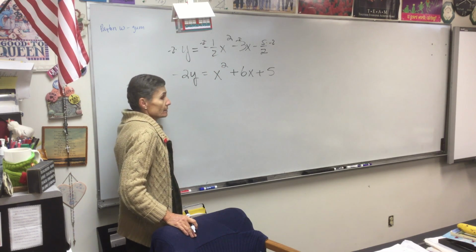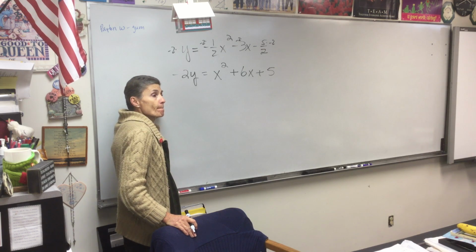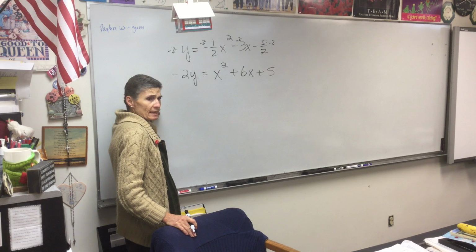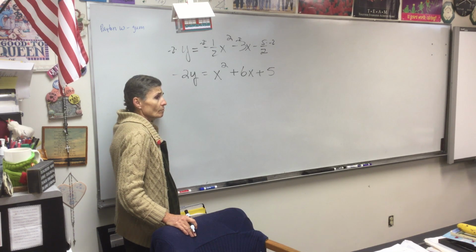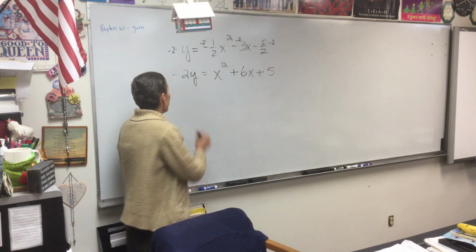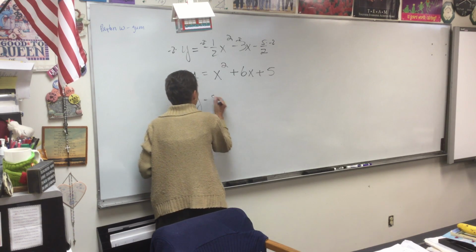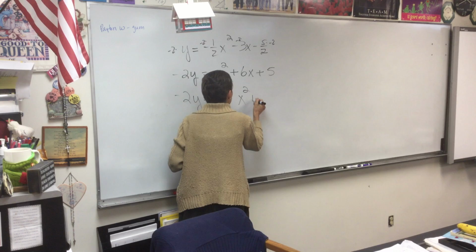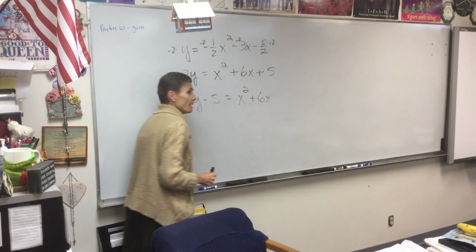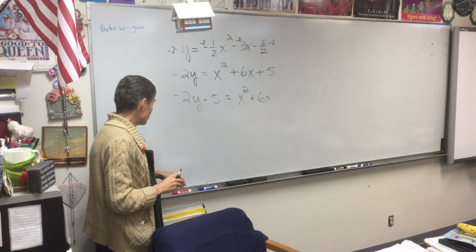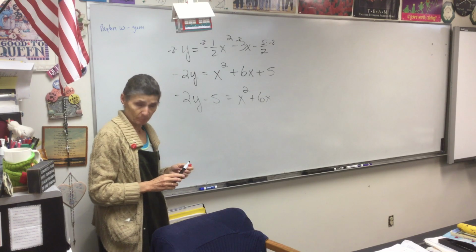Okay. Next step. I just did this. What's the next step? Yeah, move the 5 to the other side. We've got to get that 5 over on the other side. Okay. Now you are ready to actually do the completing the square.